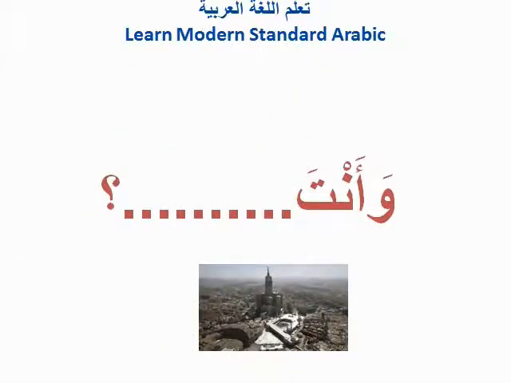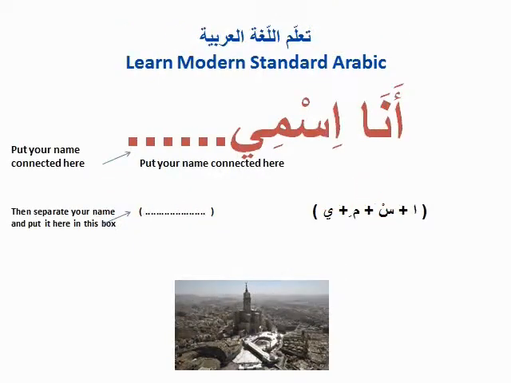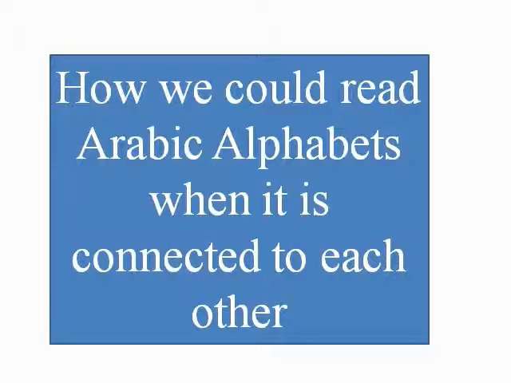وأنت, أنا اسمي آدم, وأنت ما اسمك. You will answer saying أنا اسمي يوسف. على سبيل المثال أنا اسمي يوسف. وهكذا. How we could read Arabic alphabets when they are connected to each other.